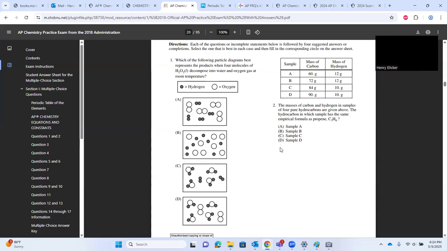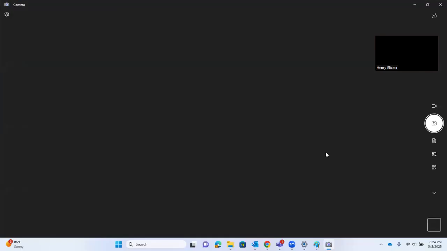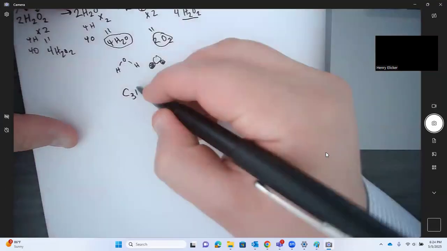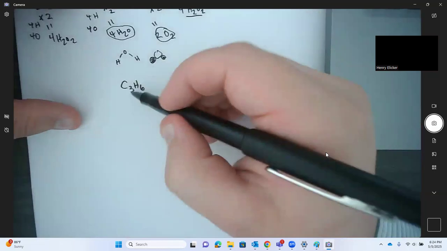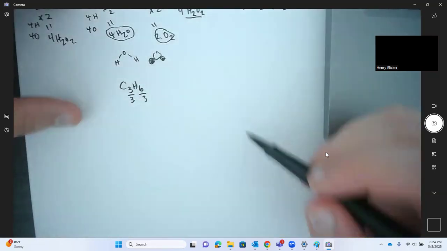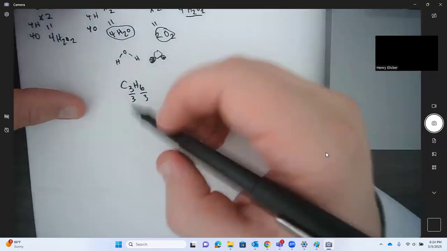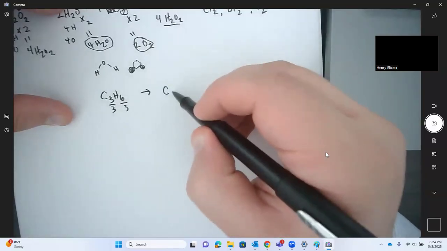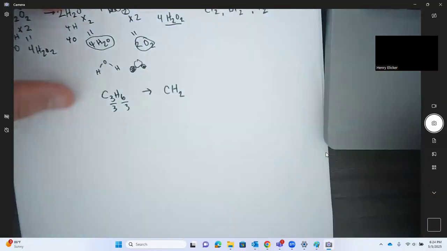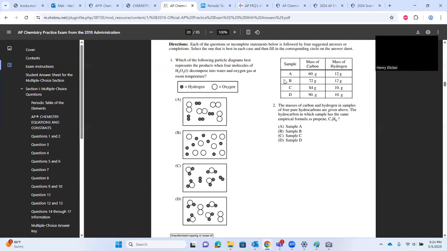All right, let's look at number 2. This is saying, masses of carbon and hydrogen in samples of pure hydrocarbons are given above, and in which sample is the hydrocarbon the same empirical formula as propane? Empirical formula simply means the simplest ratio of those atoms. So the C3H6, how can we simplify that? Well, divide by the lowest number you can, like the greatest common factor. So that's really going to be CH2, right?